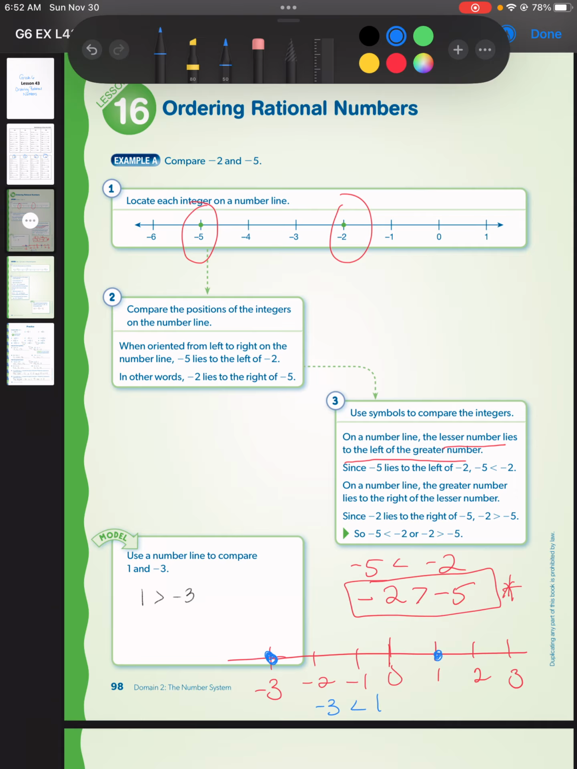Is that what the question is asking us? The question is asking us to compare 1 and -3. So we will write 1 is greater than -3. This is the model that you want to show students as they use a number line to compare 1 and -3.